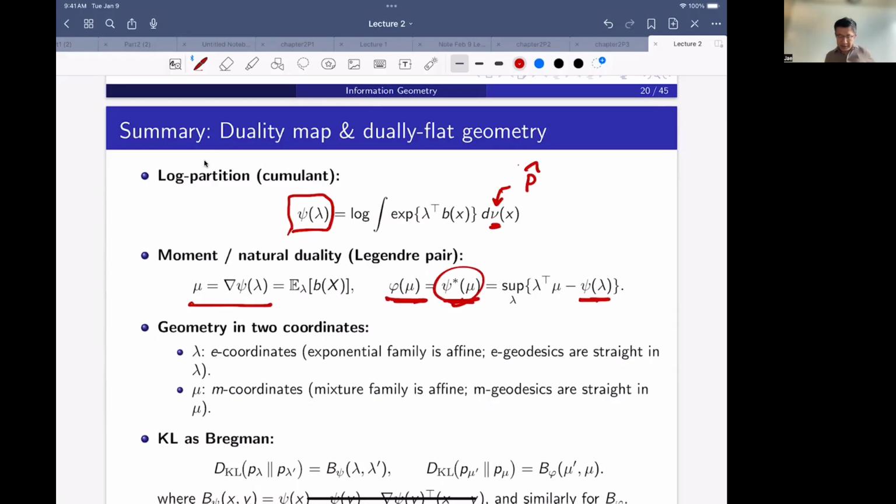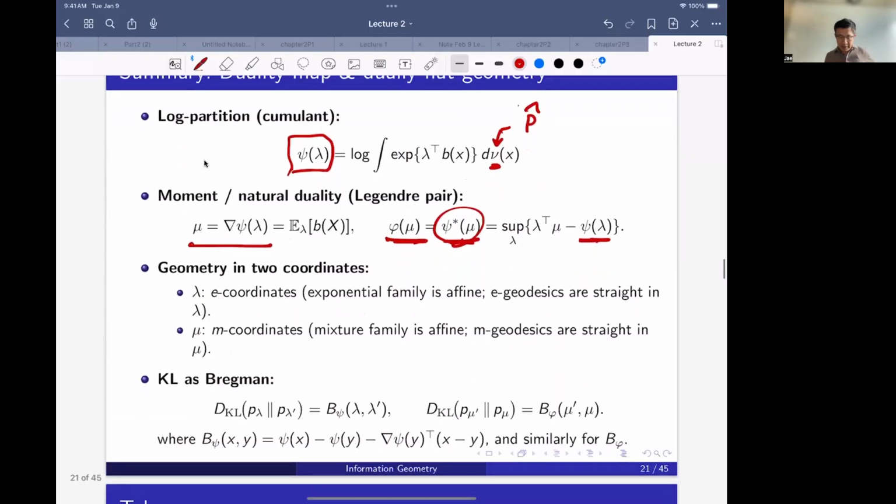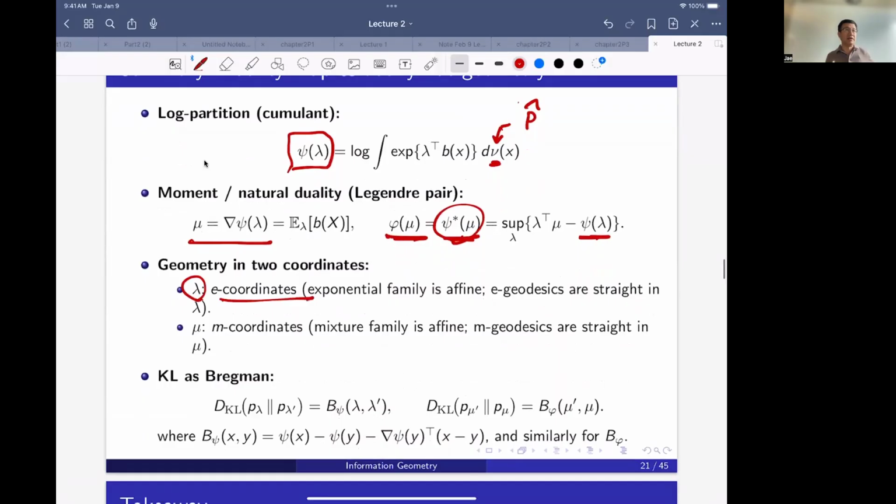So this is how you define the convex conjugate function or Legendre pair. And then this lambda is the e-coordinate. Remember, this lambda turns out to be this one, right? So your coordinate system is in the exponential family. So this is the e-coordinate, while mu is the m-coordinate.